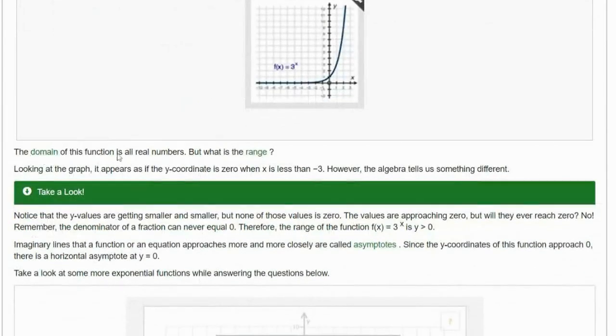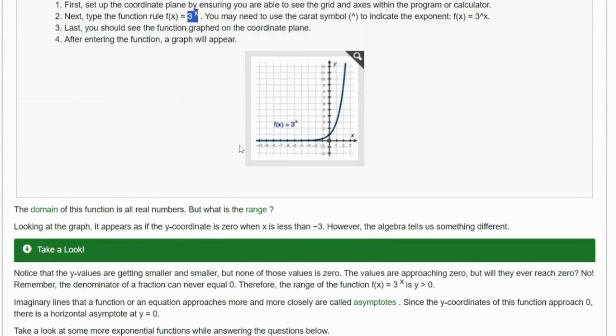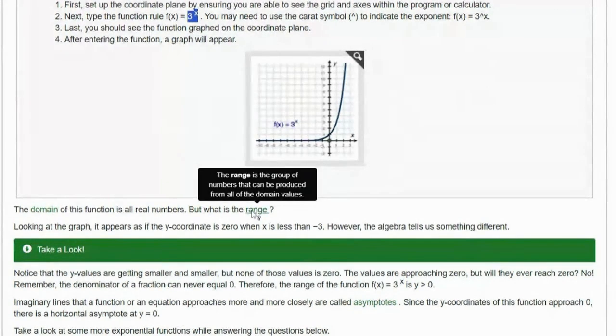So the domain of this function is all real numbers, right? The function goes forever to infinity to the left, and forever to infinity to the right, although it gets big really, really fast. It'll continue on and on. But what is the range? The range is the y value.